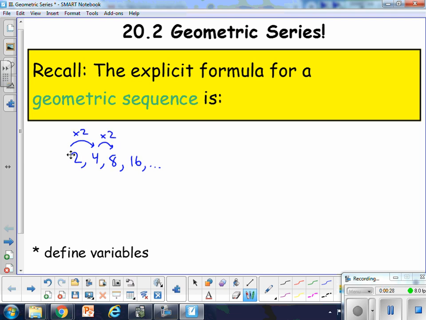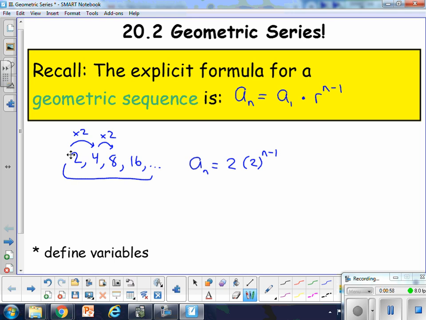Again, the general formula to get the nth term would just be a sub n equals whatever you're starting with, we call a1, times that common ratio to the n minus 1 power. So for this one specifically, you could get the nth term by starting with 2, times 2 to the n minus 1 power, and that could get you any term in the sequence. If you want the 100th term, you would just plug in 100 for n and calculate that out. Okay, so that's the review.